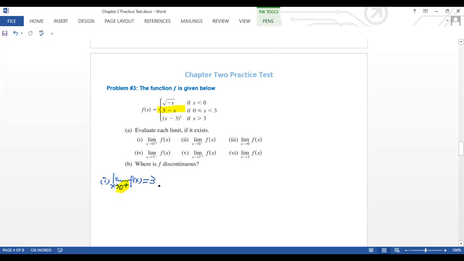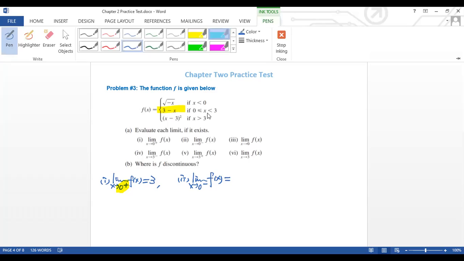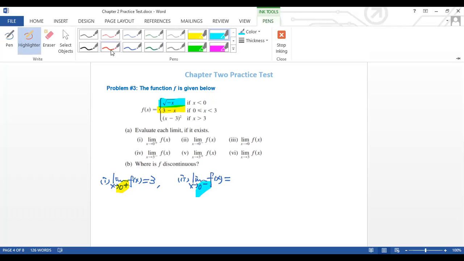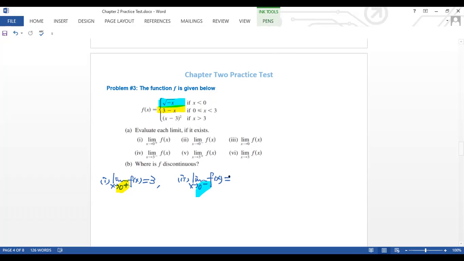This is 3. Now the second one is the limit as x approaches 0 from the left-hand side of f of x. From the left-hand side, that means it's less than. So which function am I going to use here? It's the square root of negative x. So when you put 0 into the square root of negative x, what is here is 0, right?